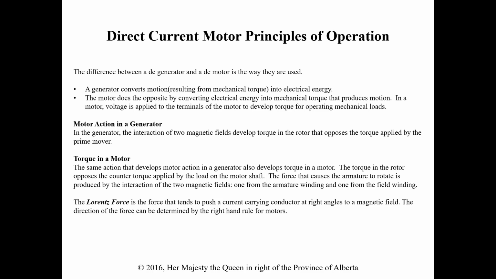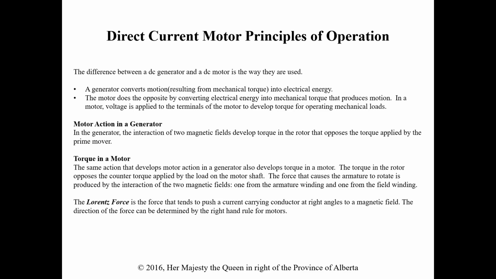So the torque in a motor, the same action that develops it in a generator also does it in a motor. Just the torque in the rotor opposes the counter torque applied by the load on the motor shaft. So again, these motors are hooked up, spinning, and hooked up to drive a load. Okay, so when we put that load on, that's the counter torque applied by the load. So the force that causes the armature to rotate is produced by the interaction of the two magnetic fields, one from the armature winding and one from the field.